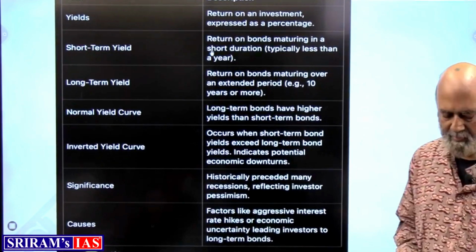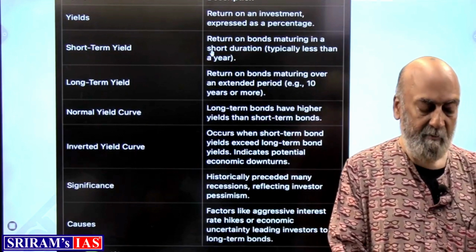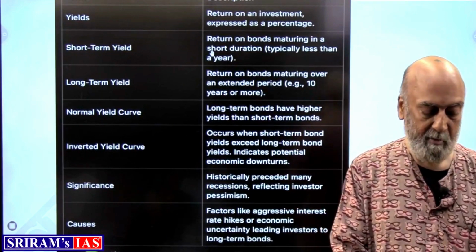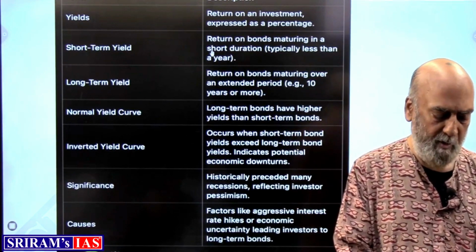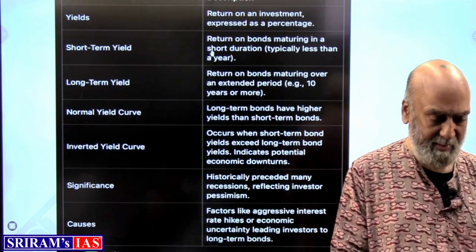Yield means what? See, the interest on paper is also yield. When it is sold at subpar, yield is more. Sold at superpar, yield is less. But the yield is basically interest.